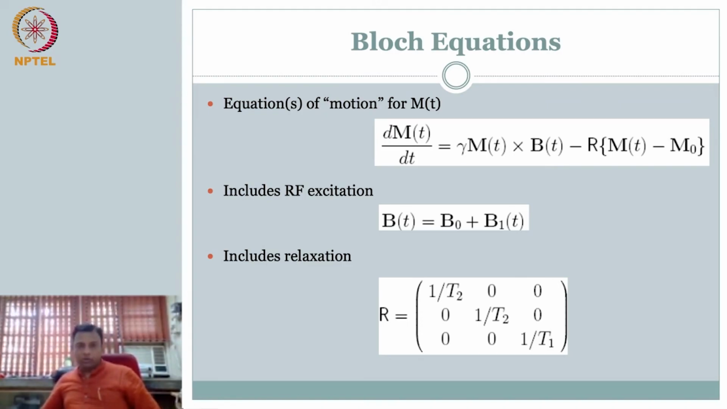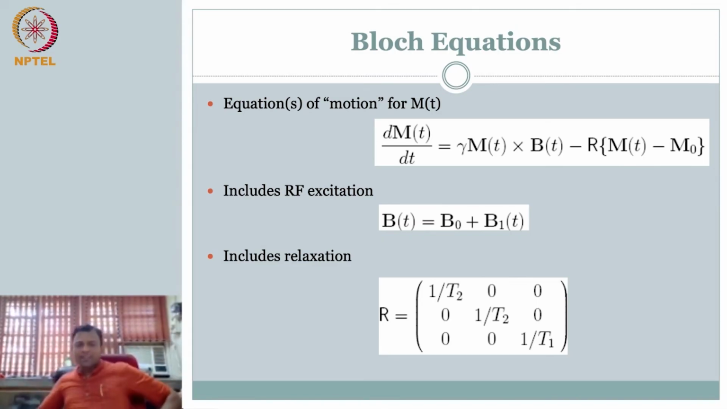We started with the magnetic field that we had, B naught. Now this B of t also includes B1 of t, right? So M of t cross B of t had this. Of course, there is a relaxation. The magnitude of the magnetization vector changes due to the relaxation. The relaxation property is captured using your T2 and T1. So this is your relaxation matrix. So this is the complete set of Bloch equations which describes the motion of your magnetization vector in the presence of static field and the applied RF excitation field.